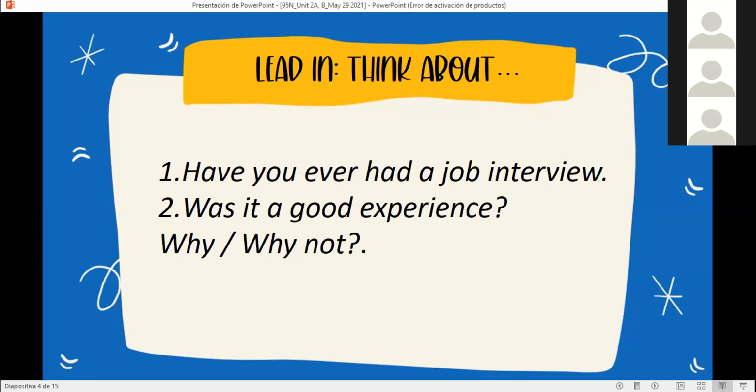Why or why not? Okay, so think about all the times when you tried to look for a job and you had to go to an interview. If you haven't, well, you are going to share with us that experience. So think about the time when you went to a job interview and tell us how it was. Was it good? Was it bad? Why? What happened? Okay. You're going to have 2 minutes to think about this answer alone. And then I'm going to ask you for the answer. Think about this question.